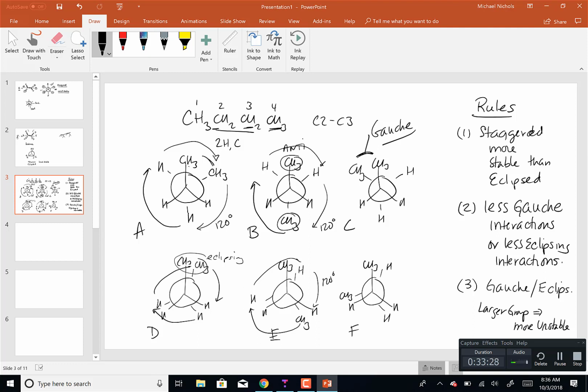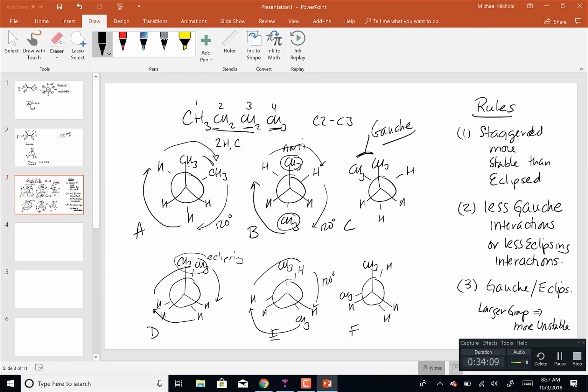And again, why is that? Because these are big clouds of electron density. The bigger the group, the bigger the cloud, the more they're going to repel each other. And that repulsion is called steric interaction. That's what we call sterics. So when alkyl groups are next to each other, that's sterics. So if we follow those 3 rules, we'll be able to rank these molecules according to their energies. Do those make sense?